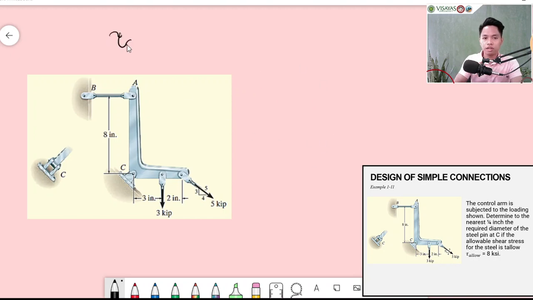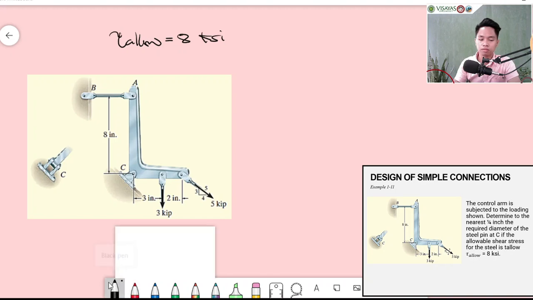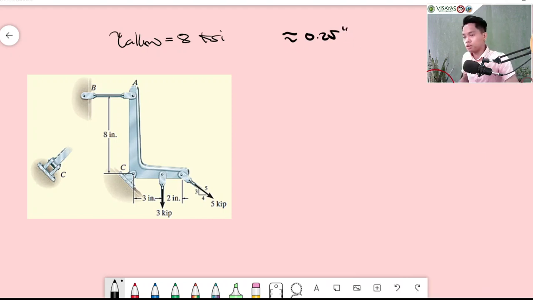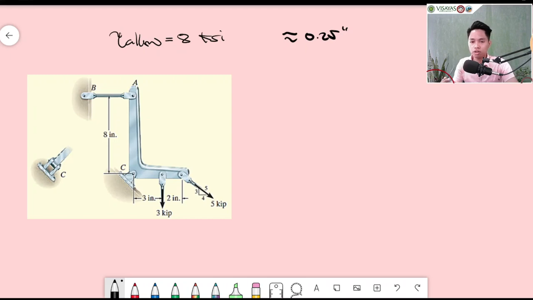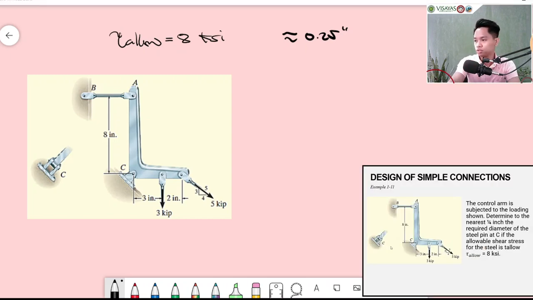Okay, so your allowable is equal to 8 kips per square inch or 8 KSI. So first, since we are going to the nearest 1/4 inch, ato siya i-round off to 0.25 inch. Depende kung unsay pinaka-close. Okay. So first, since we are going to design the required diameter of the steel pin at C.